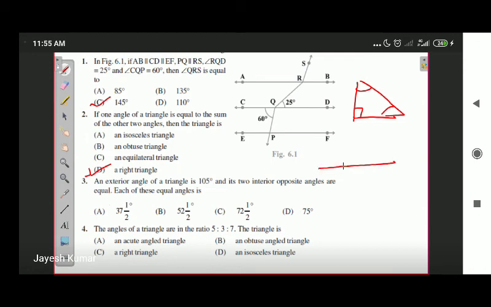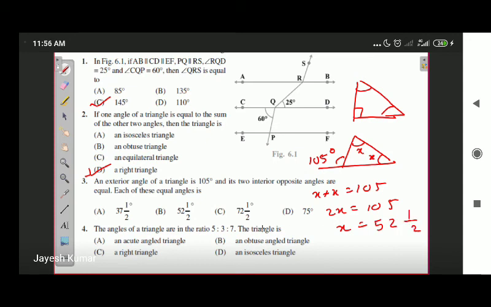There is a triangle such that one of its exterior angles is 105 degrees. And two of its interior opposite angles, these two angles are equal. This is x, this is also x. So we have x plus x is equal to 105. 2x is equal to 105. x will be equal to 52.5 degrees. Okay. Why so? Because of the exterior angle theorem. We have applied the exterior angle theorem here.